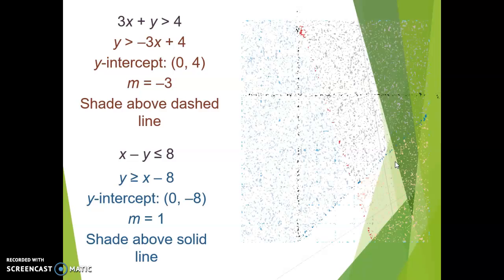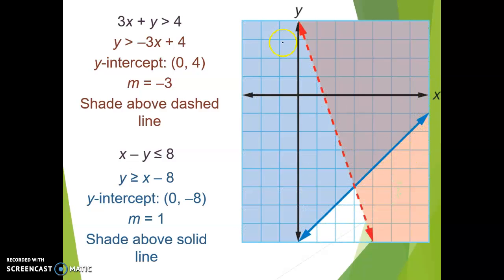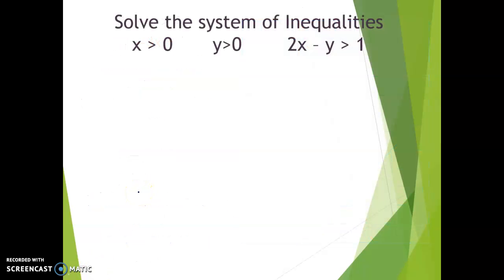Let's put those on a graph and see what they look like. Here is our first line. Our y-intercept is at 4, and our slope is at -3. Dotted line, and we've shaded above it in red. For our second line, we have our x-intercept is 8. Our slope is a +1. It's greater than or equal to, so again, we've shaded above it. And our solution is going to be where these two shaded areas overlap. So the answers that fit both solutions here is this region where pink and blue overlap.